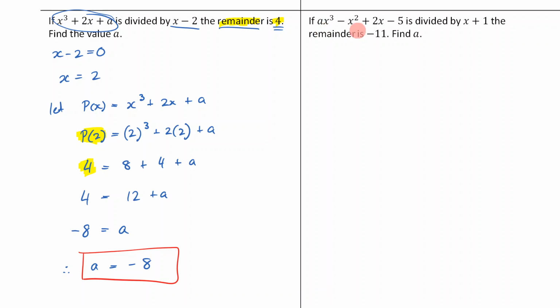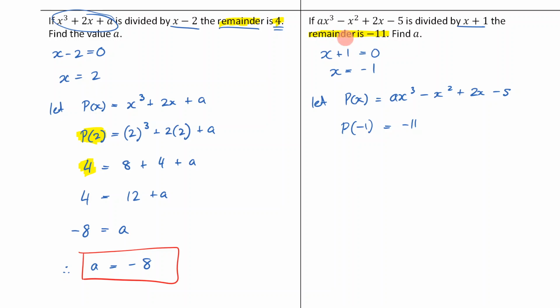All right, so once again, we have this divided by x plus 1 and the remainder is negative 11. So I know that my divisor here is x plus 1. I'm setting that equal to 0 and then solving that for x. Then I'm going to let p of x be equal to ax cubed minus x squared plus 2x minus 5. Now I know that when I go p of negative 1, my answer is going to be negative 11, because we're clearly told that the remainder is negative 11.